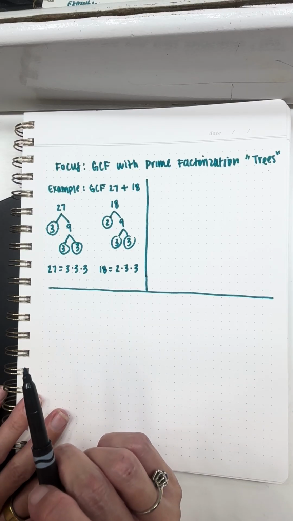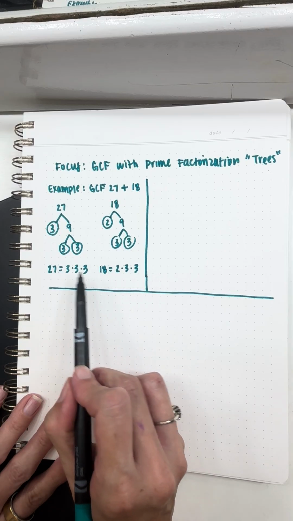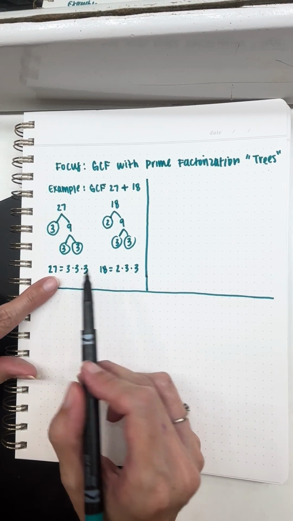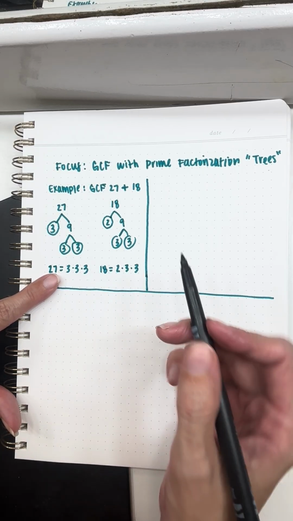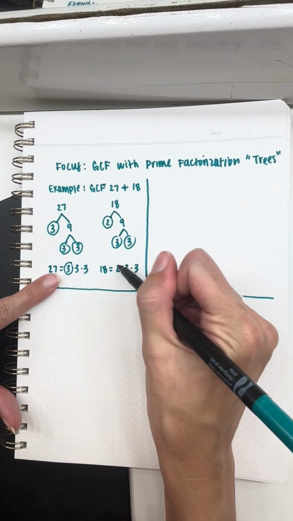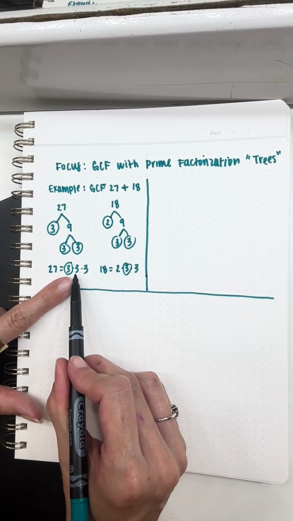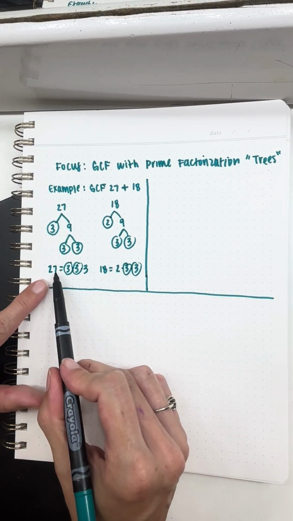And now I'm ready to find the greatest common factor. To do that, I'm going to look and see which prime factors they have in common. I see that 27 has a prime factor of 3, and so does 18. So I'm going to circle it because they share it. This one has another 3, and so does that one. So I'm going to circle it.